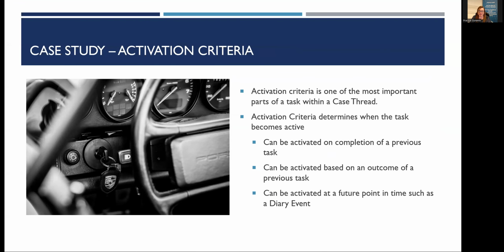So activation criteria. When we think about a workflow process and building out our workflow, the activation criteria that sits within a case thread is one of the most important parts of that process. Activation criteria determines when the task becomes active. It can become active based on a previous task, it can be an outcome of a previous task, or it can also be a point in time.